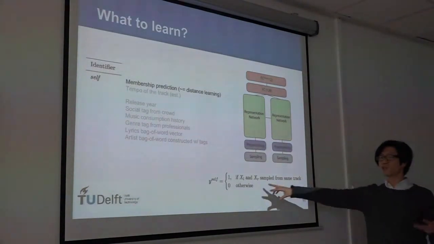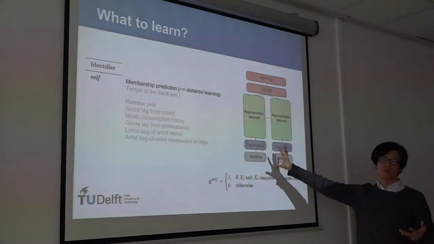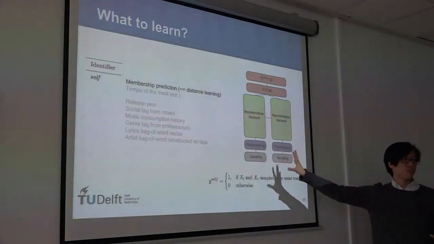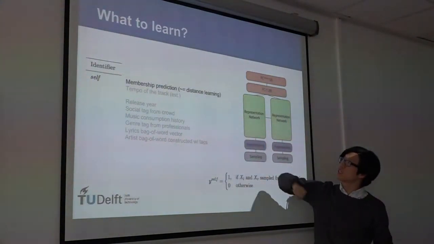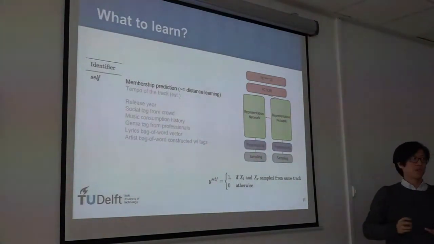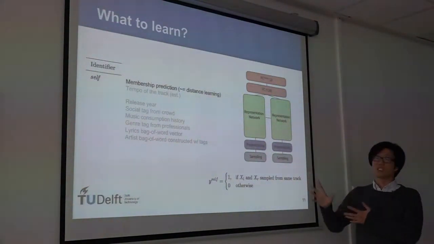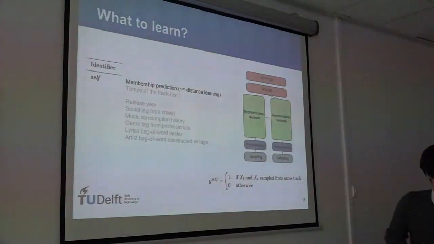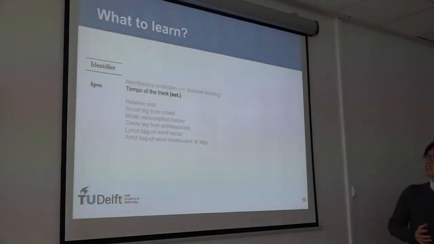So it's a pseudo label to learn similarity between the music. It's not exactly a similarity. More specifically, it should be called a membership prediction. But we can also see this kind of task as distance learning, sort of. And the second one is beats per minute information.